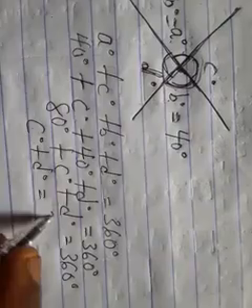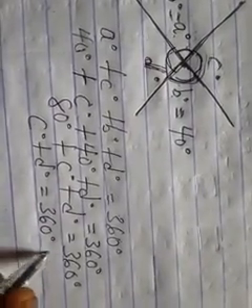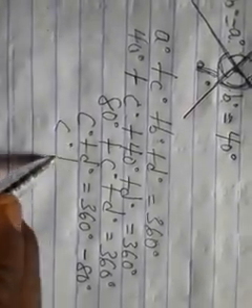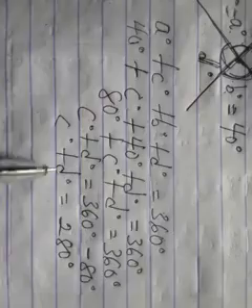C degree plus D degree equal to 360 degree minus 80 degree. Therefore, C degree plus D degree equal to 360 degree minus 80, which will give me 280 degree. Now, don't forget, we are looking for C and D.